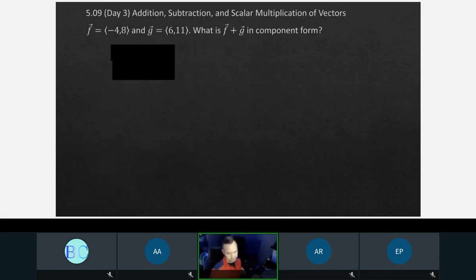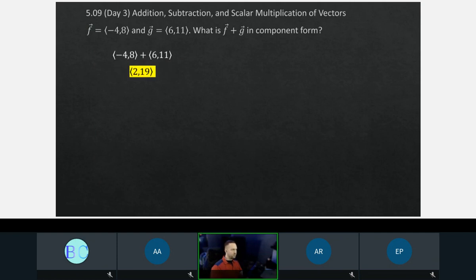All right, next problem here. More addition of vectors. We have f and g, and it wants to know what f plus g is in component form. So here's my question to you. Are these two vectors in component form? Antonio says yes. Somebody else? Are they in component form? Yes, they are. They are already in component form, which means all you have to do is add the corresponding values. You do negative 4 plus 6 and 8 plus 11. Well, that was a boring problem. Should be a freebie.